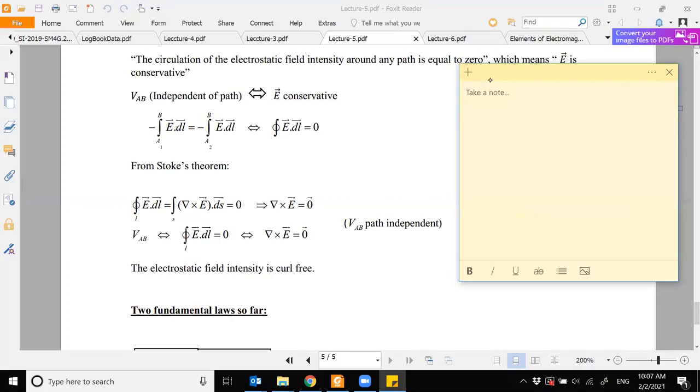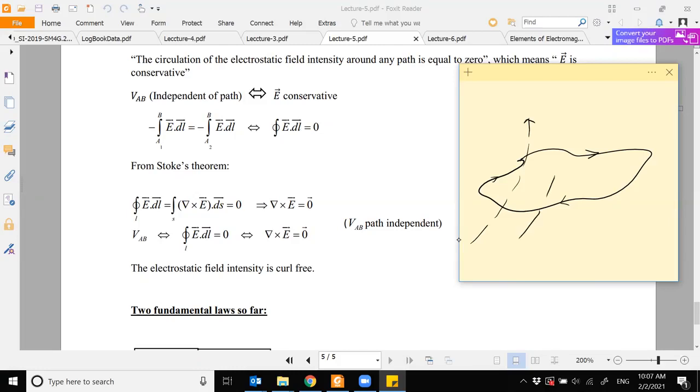So if this is my closed path that I have used, I did a line integration along this closed path. And let us suppose that this is my electric field moving in this manner, like this. This is my electrostatic field E bar. So if you integrate this electrostatic field along this closed path, it will be 0.